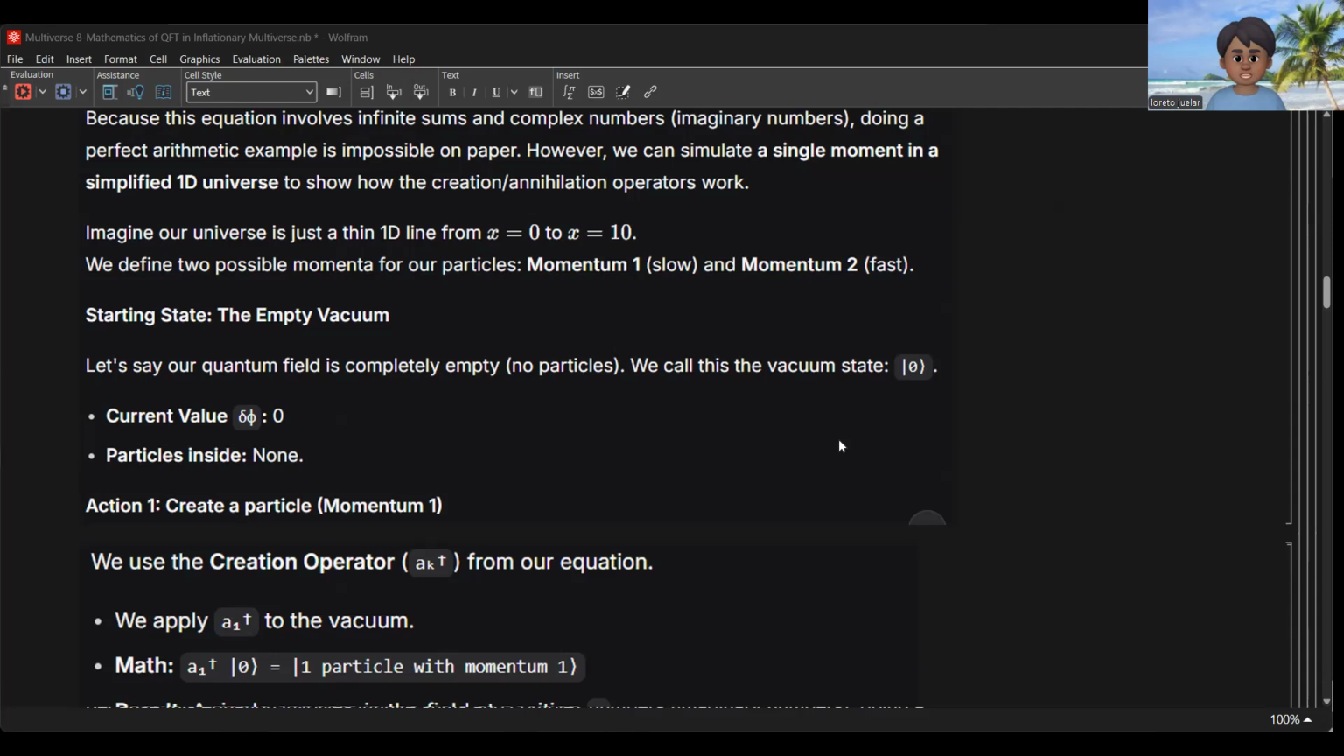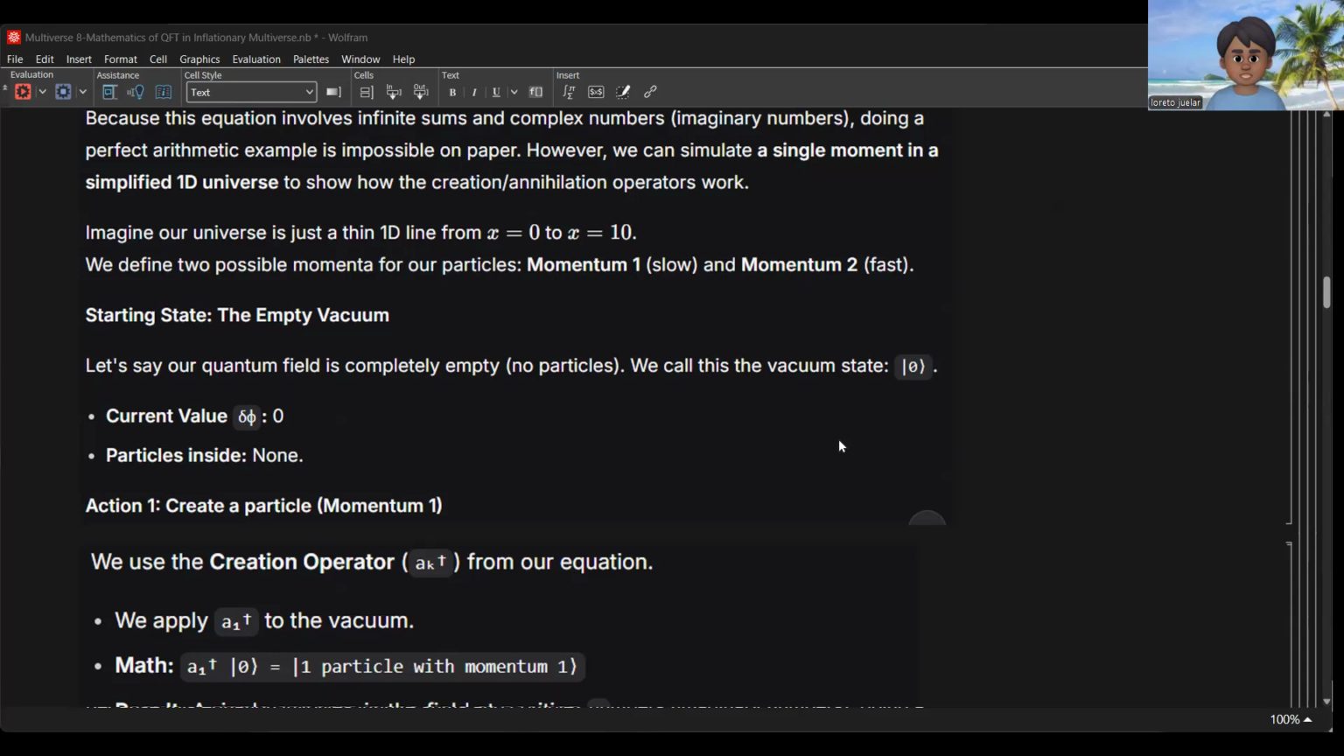So action one, create a particle. Now comes the interesting part. The creation operator is a dagger. Applying it to the vacuum gives a†|0⟩ = |1⟩. This means before, we have the vacuum, |0⟩, no particles. Then we apply the creation operator here. After that we have |1⟩, one quantum exists. The field has been excited.